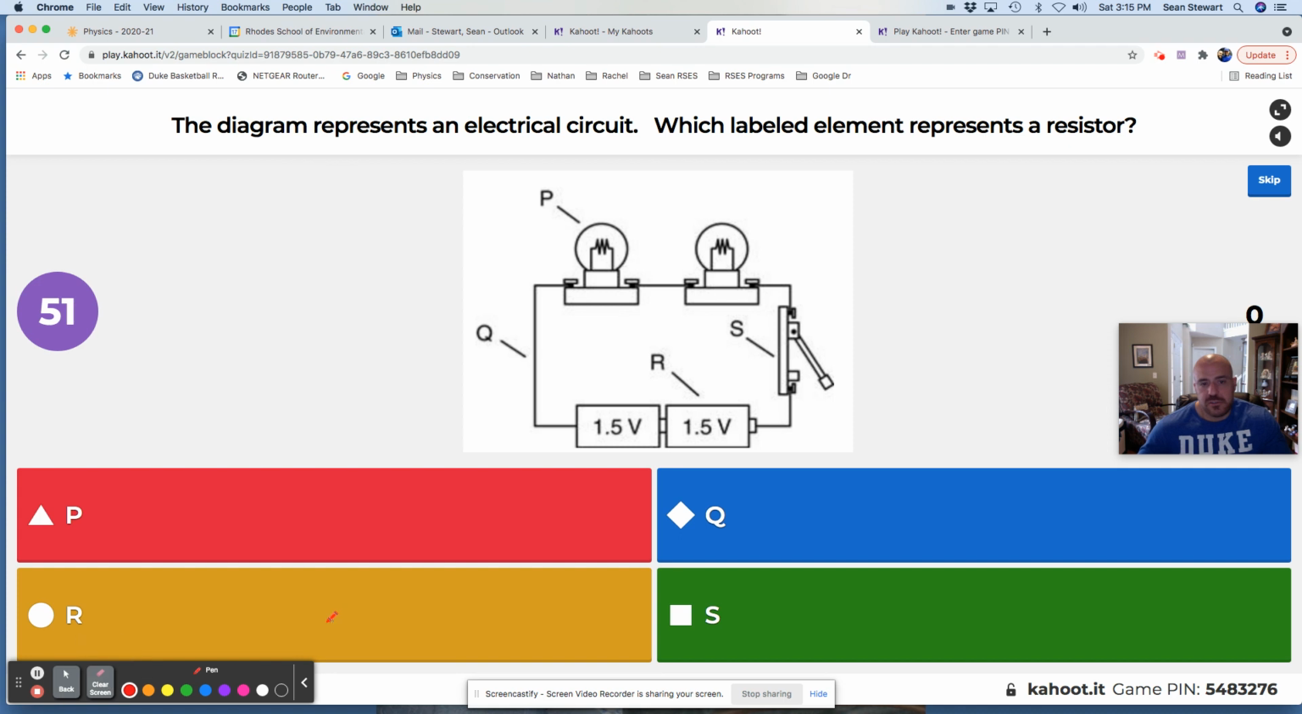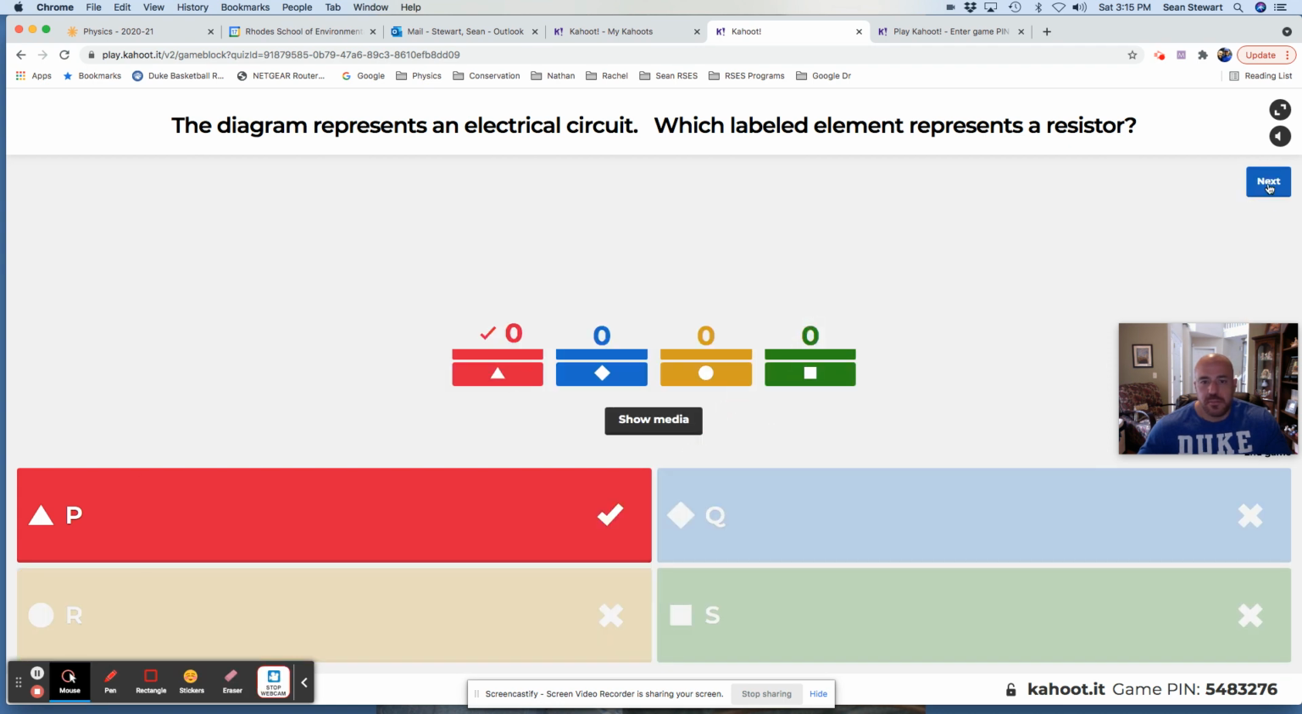All right, remember, resistors are kind of tricky, but if you don't know the answer, well, you know R is a battery, S is a switch, Q is a wire, and yes, P is a light bulb, but remember in our notes we said light bulbs are the most common resistor, so P is correct.